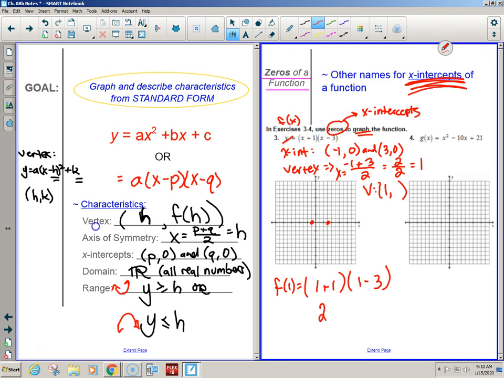2. What's the operation when parentheses are next to each other? Good. And what's 1 minus 3? Negative 2. So what's 2 times negative 2? Am I done? Yes, basically. So all I have to do is graph my vertex and swoop, there it is. So I'm going to graph my vertex at 1.